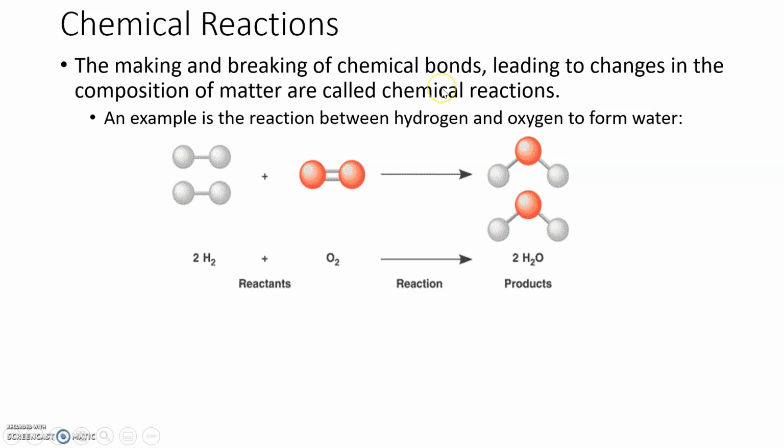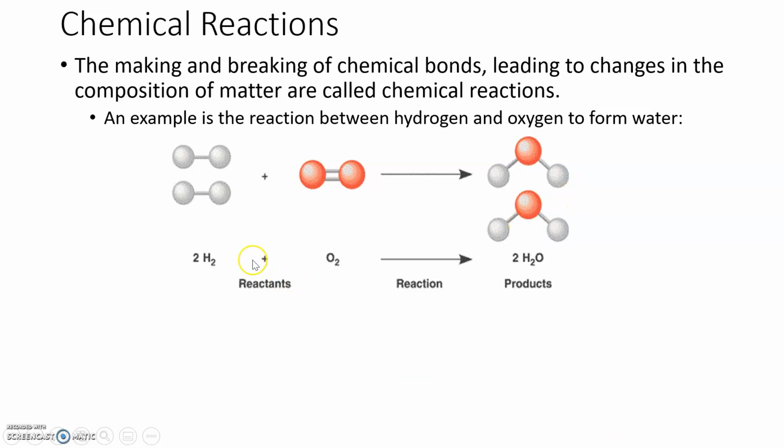The making and breaking of chemical bonds, as we see here in this picture, is called a chemical reaction. So we're starting off with two white molecules that are bonded together and a red molecule that's bonded together. And what's going to happen, this arrow is showing, is that we're going to break these bonds, break those bonds, and we're going to rearrange them so that we have the two white atoms now bonded to the red atom, and down here, same thing, two white atoms bonded to the red atom.